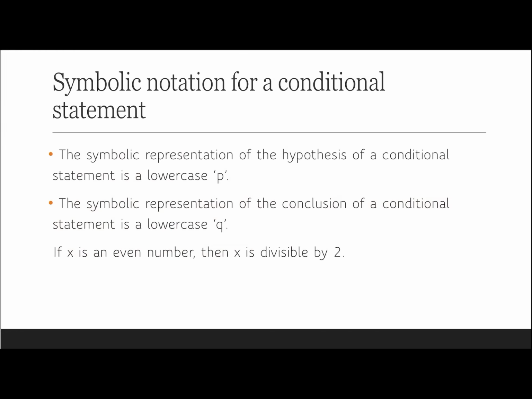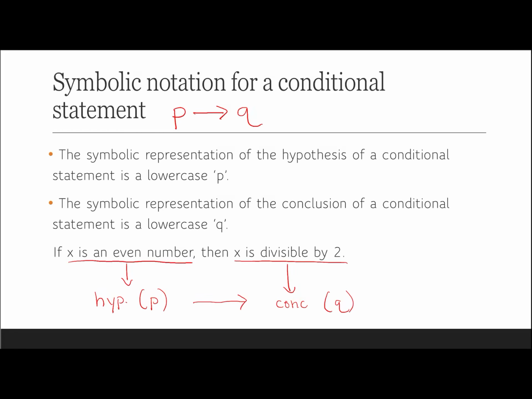So the symbolic notation for a conditional statement is P arrow Q, which means if statement P, then statement Q. In our example, if x is an even number, then x is divisible by 2. X is an even number is the hypothesis, or that is statement P. X is divisible by 2 is our conclusion, or that is statement Q. So if the hypothesis, then the conclusion. So if P, then Q.